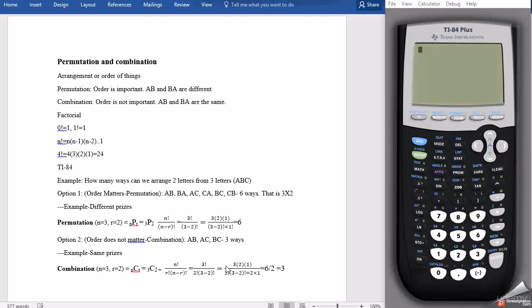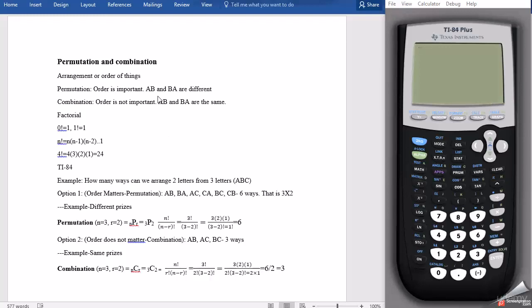Hello guys, we are going to continue to talk about probability. We're going to look at ways of ordering or arranging things. And to do that, we're going to discuss permutation and combination. For permutation, order is important.